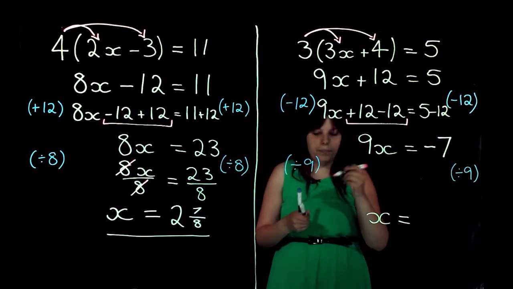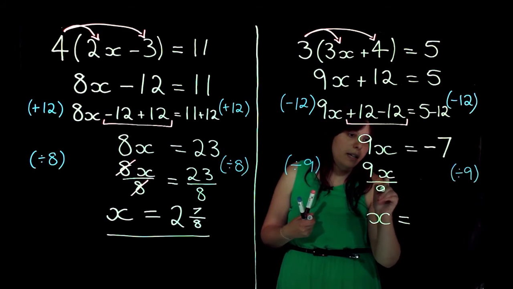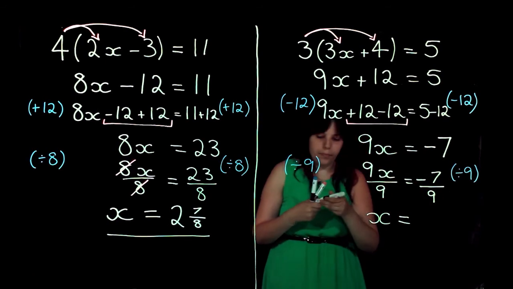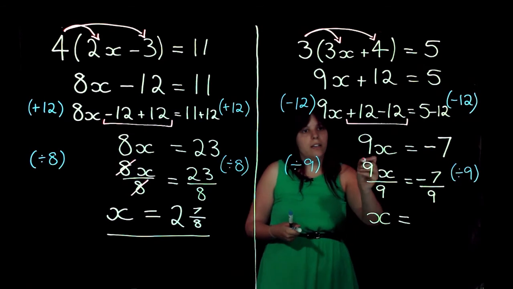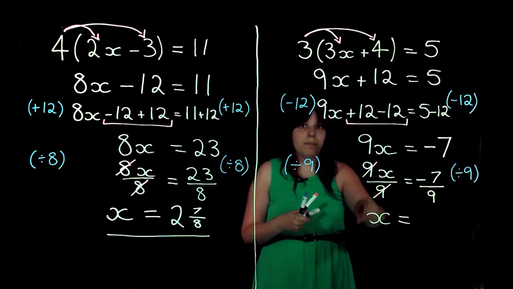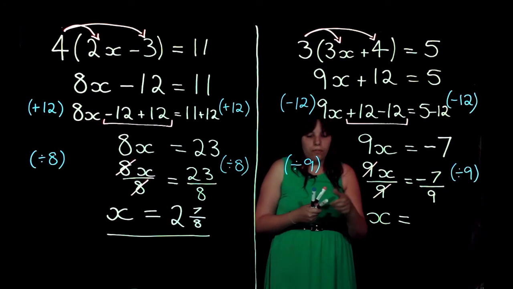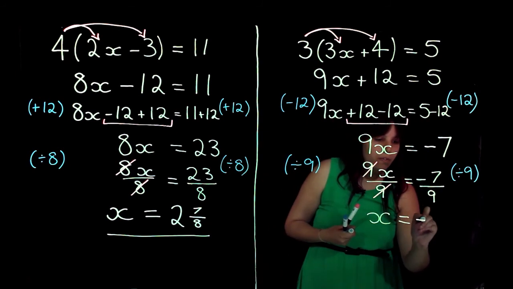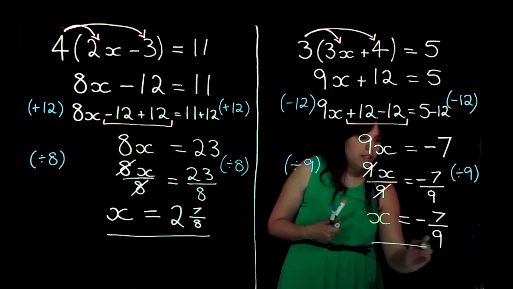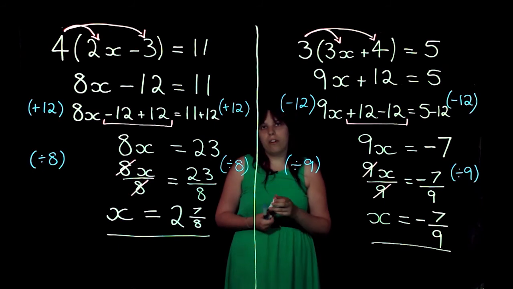So I've got 9x divided by 9 equals minus 7 divided by 9. So if I do my 9x divided by 9, I get 1x left, which is what I wanted. And minus 7 divided by 9 is the fraction in its simplest form. So the fraction is minus 7 over 9. And that is my solution. And if I substituted that back into my original equation, I should come out with 5.